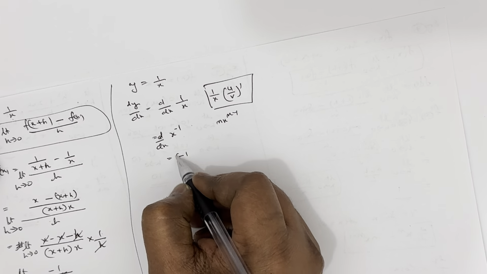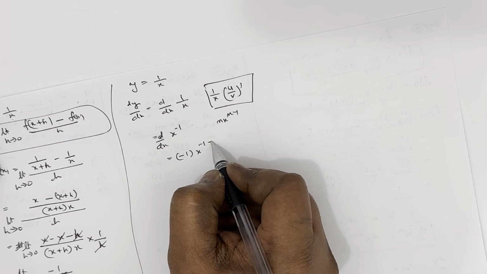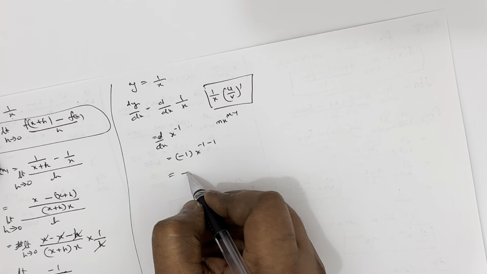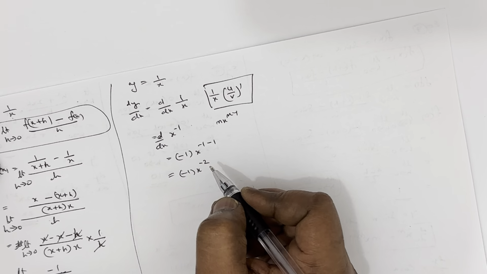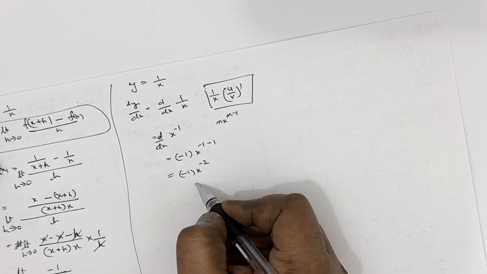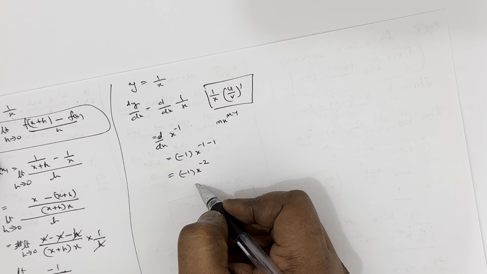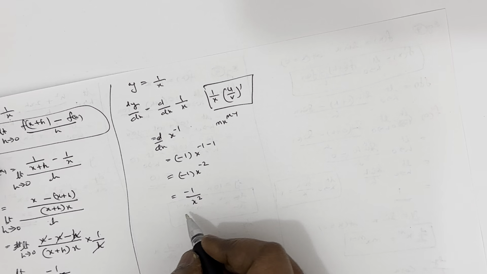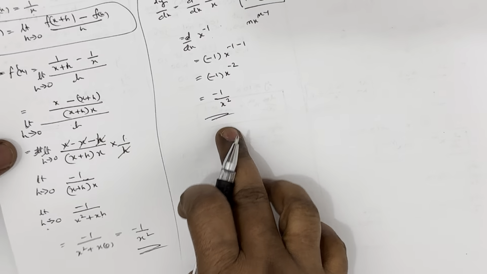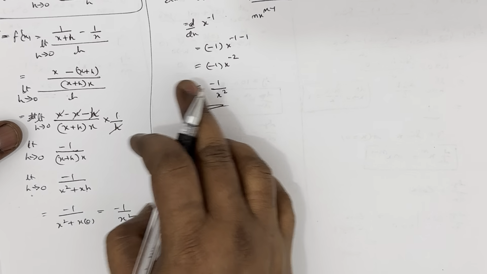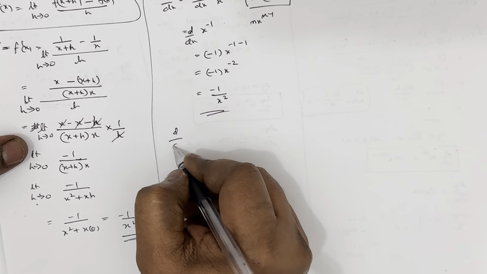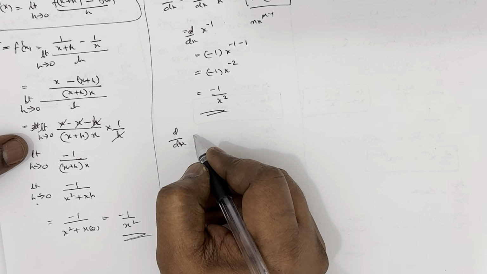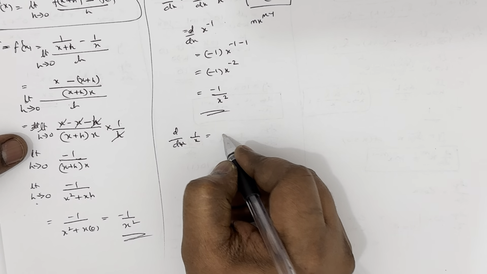So this will become minus 1 x raised to minus 1 minus 1, which is equal to minus 1 x raised to minus 2. Now bringing the x raised to minus 2 to the denominator, you get minus 1 by x squared. Okay, that's it. You got the same answer. We already have in the formulas that d by dx of 1 by x is equal to minus 1 by x squared.